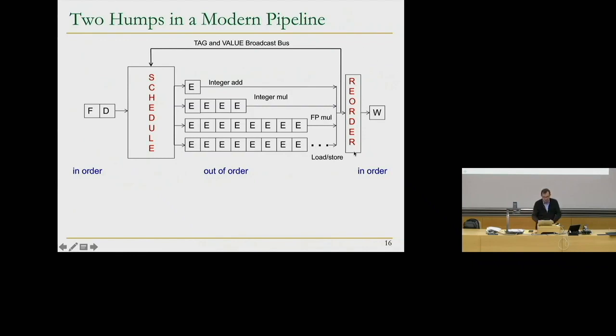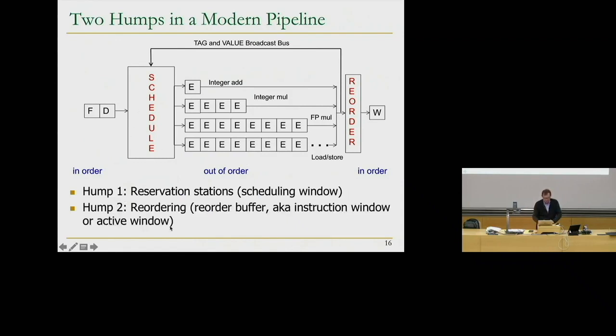So this part we've already covered. This part we've already covered. Now we're going to look at this part. This part of the pipeline is completely out of order now, the scheduling. The first one is the reservation stations. It's also called the scheduling window. And the second one is reordering. So you have a reorder buffer, also called the instruction window or active window.